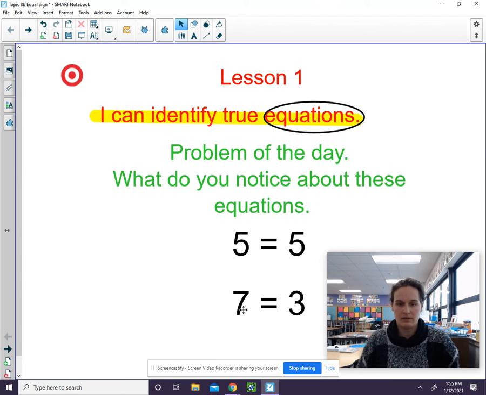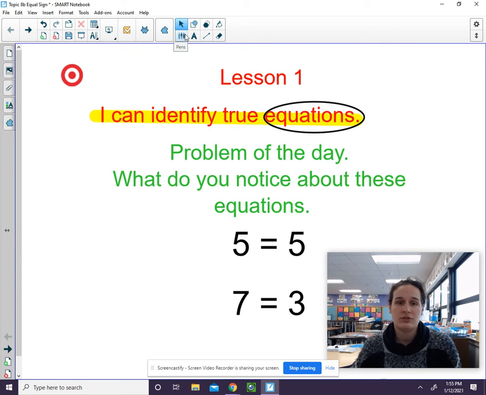Let's take a look at this one. It says 7 equals 3. Well, I have 7 cubes here, and I have 3 cubes here. Let's compare them. Are they the same? No, those two are not the same at all. This is not a true equation.